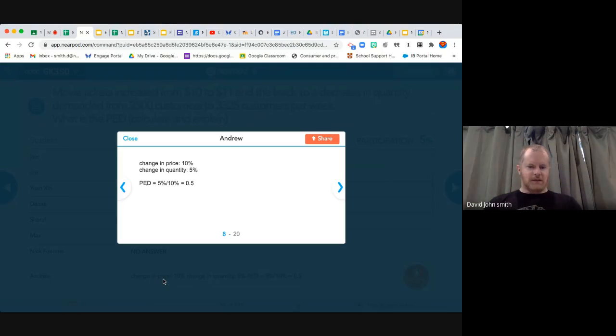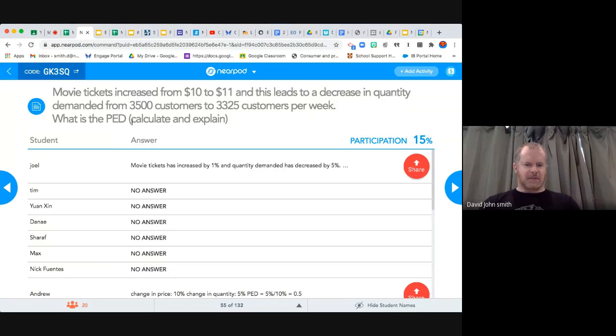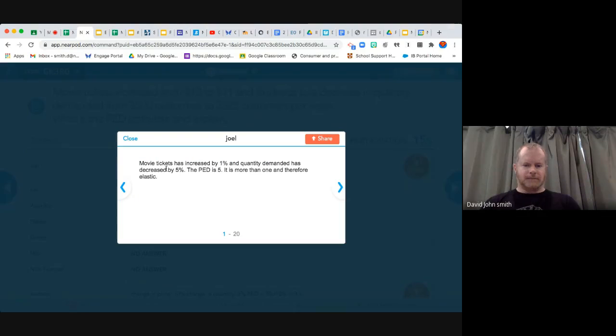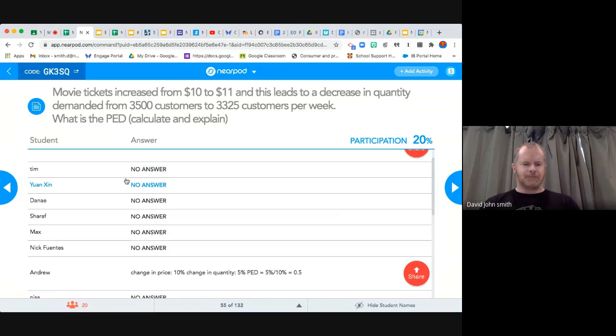Andrew first out the gate. Good man. What's the PED? Yeah, you might have got the calculation wrong there, Joel. Maybe have another crack at it. See if you can have another look at it.